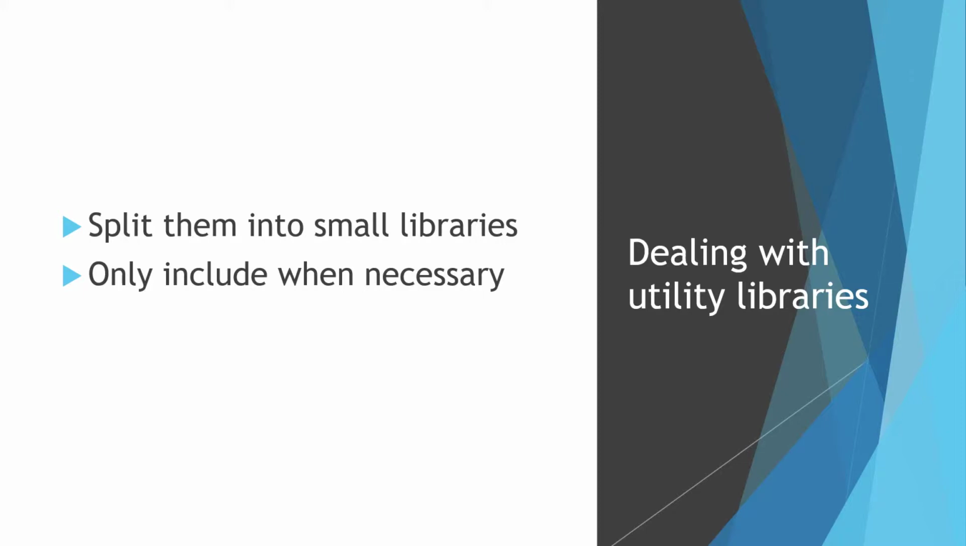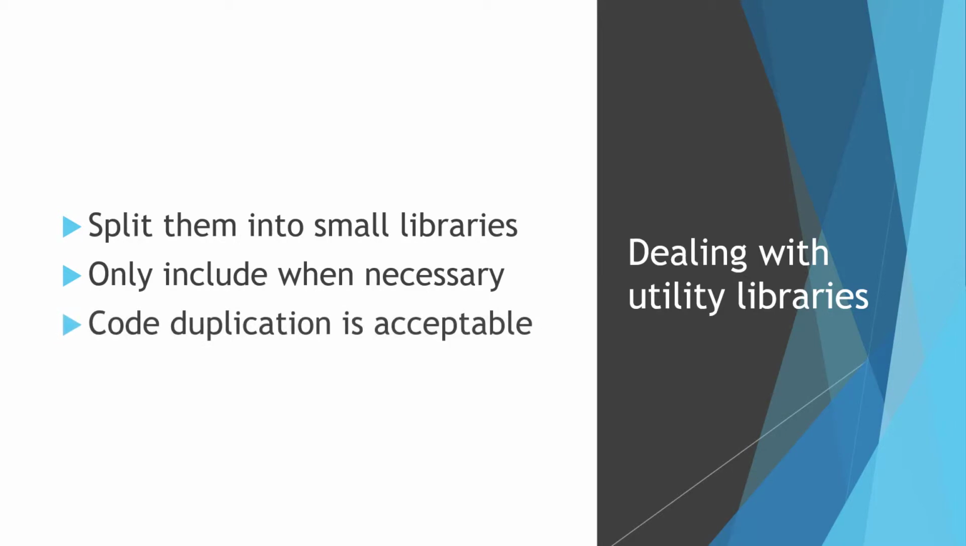And only include these small dependencies when necessary. Don't just include everything everywhere, because even if you split successfully, if you're by default including everything, well, you still may be creating a lot of coupling. And code duplication here is acceptable. Actually, if you have some tiny piece of code, maybe it's actually easier to duplicate that code rather than create a shared library. I leave it to you to make a judgment call on that.